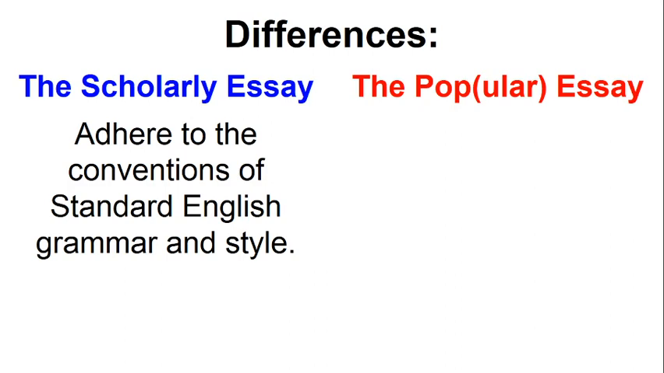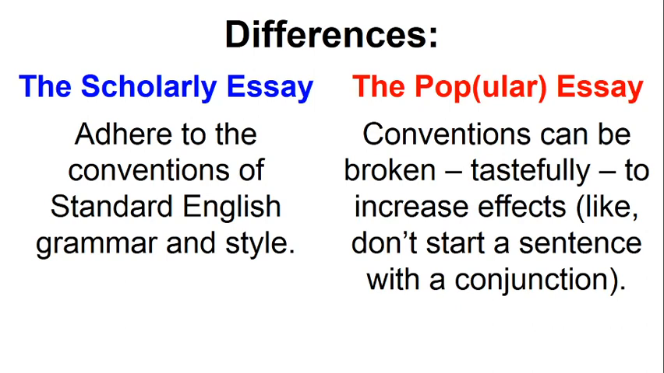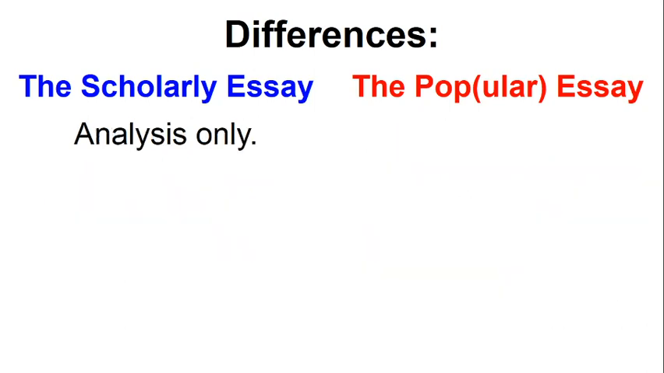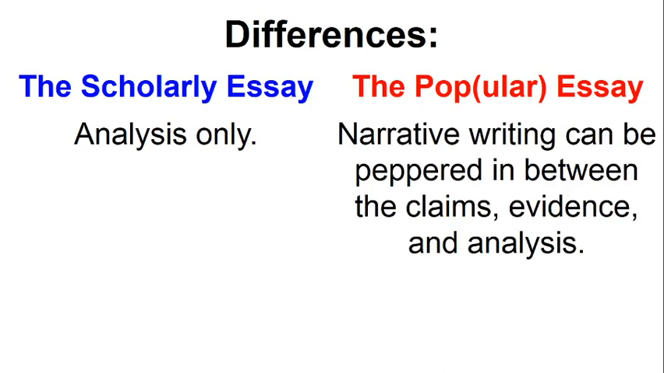Scholarly essay adheres to the conventions of standard English grammar and style. The pop essay, you can break the conventions tastefully to increase effect. For example, like the stylistic rule, don't start a sentence with a conjunction. You could break that if you can make it work. Scholarly essay is pretty much analysis only, and anything that lends itself to the analysis. Everything else is filler. The pop essay, you can have narrative writing, stories, anecdotes, in between the claims, the evidence, and the analysis.